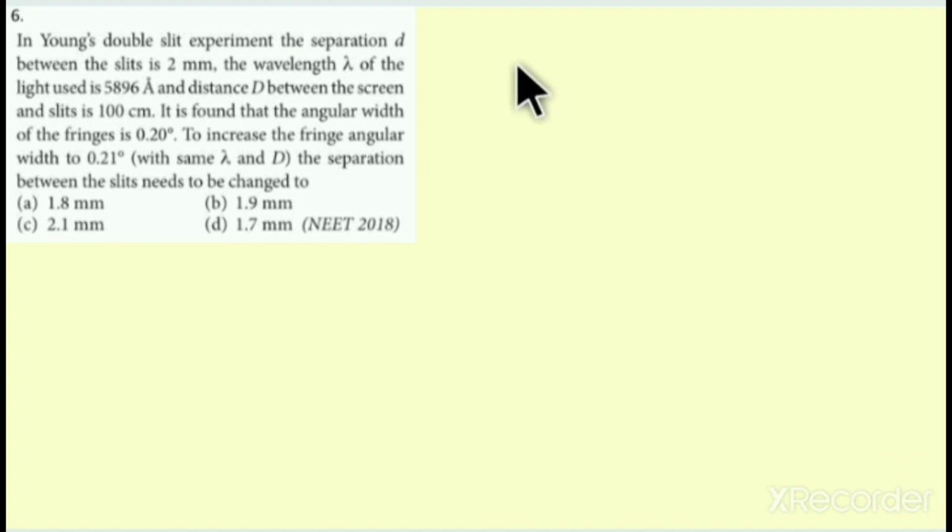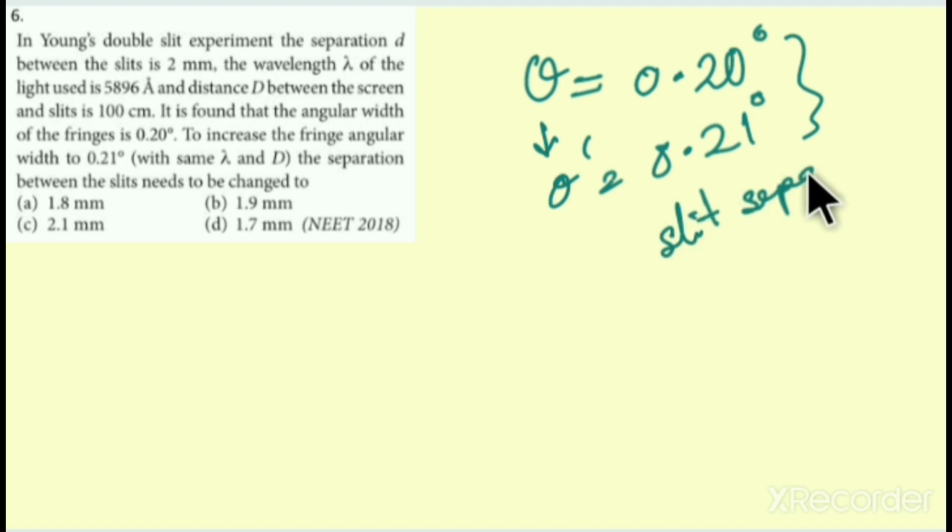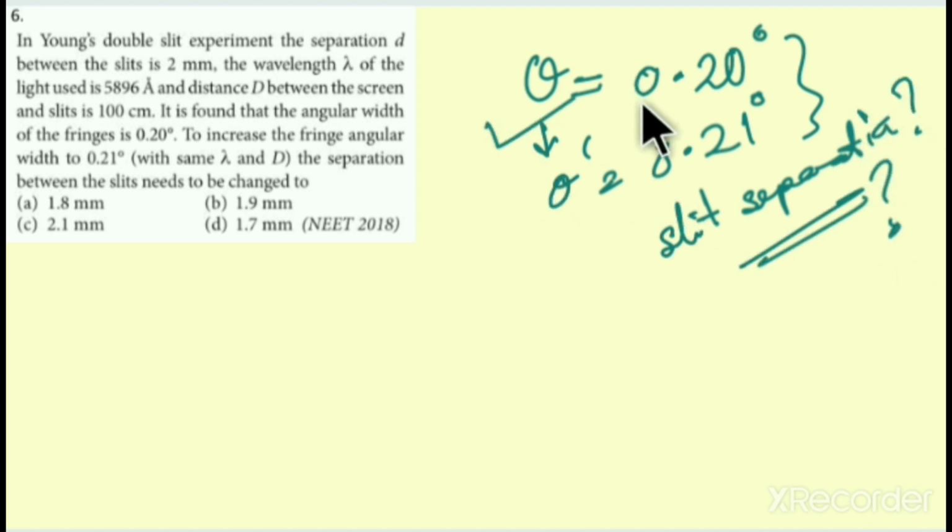In this question we have the angular width, better to say, 0.20 degree, and we have to change it to 0.21 degree by changing the slit separation. So what will be our slit separation? That this will change like this.